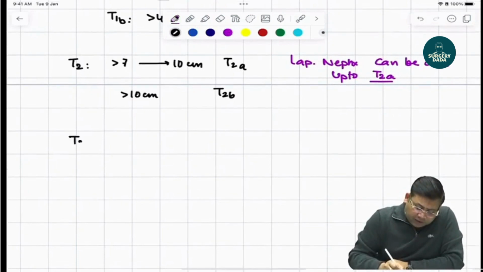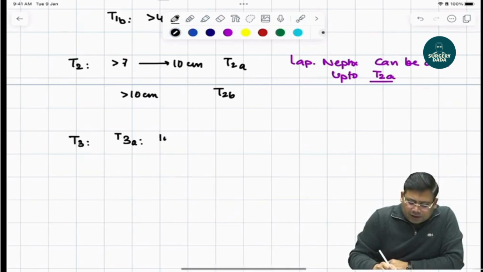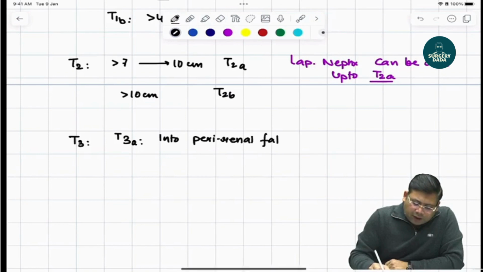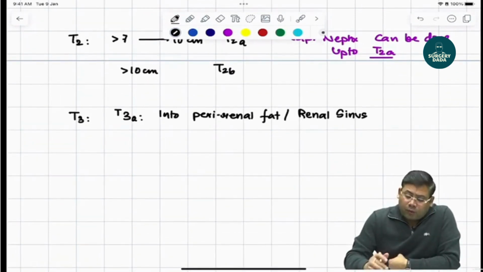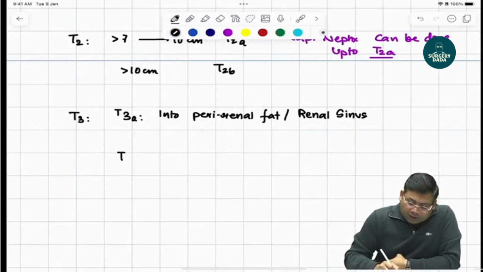Then we have T3. What is T3? We have again T3A. What is T3A? Into perirenal fat, so into the renal fat. Along with that, into the renal sinus. What is renal sinus? It is a confluence of collecting duct with the vascular system. This is what is very important. Then what is T3B? This is again very important.